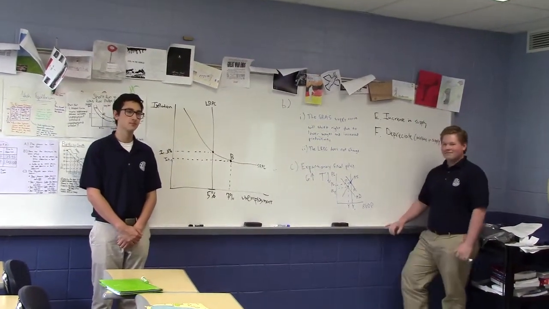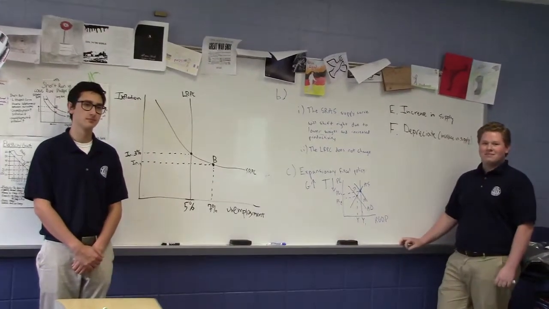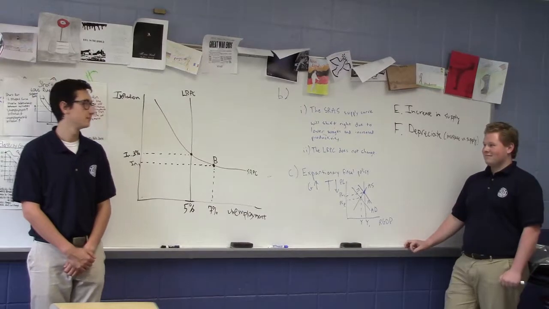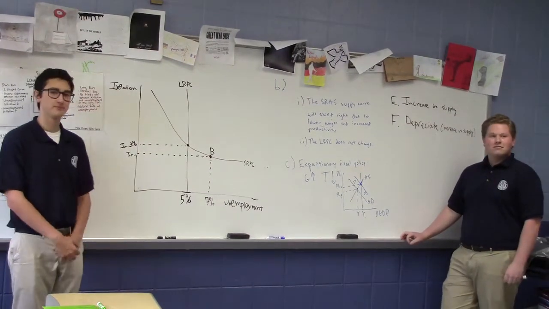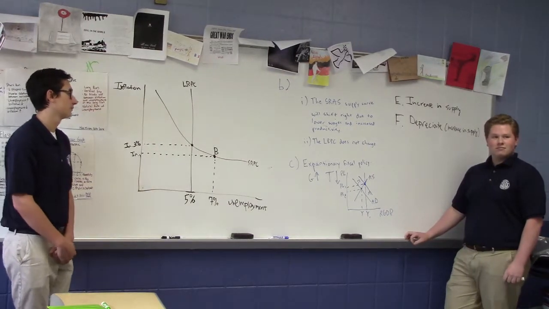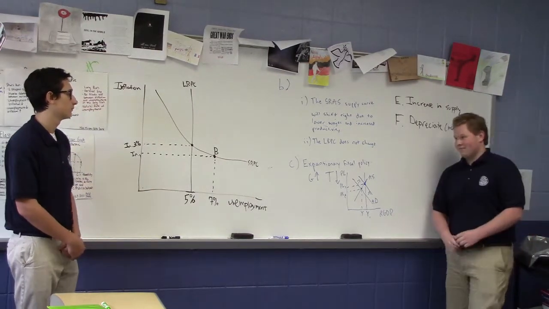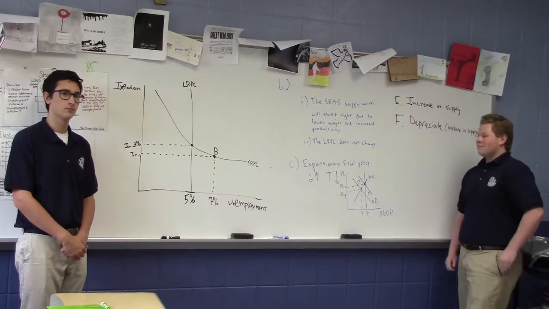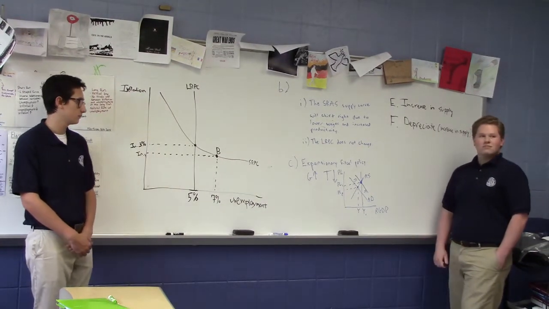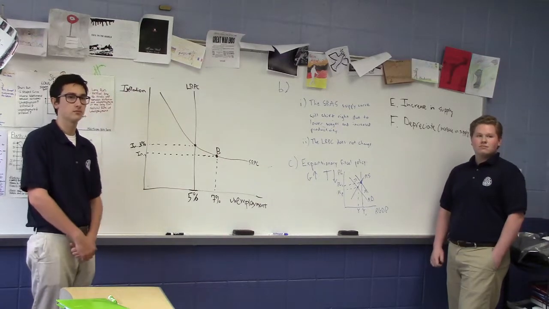Today we have two macro brothers, Rhys and Andrew, who are going to go over this year's question number 1 from the AP Macroeconomics exam. Question number 1, the long question, has 6 parts. Assume that the economy of country X has an actual unemployment rate of 7%, a natural unemployment rate of 5%, and an inflation rate of 3%.